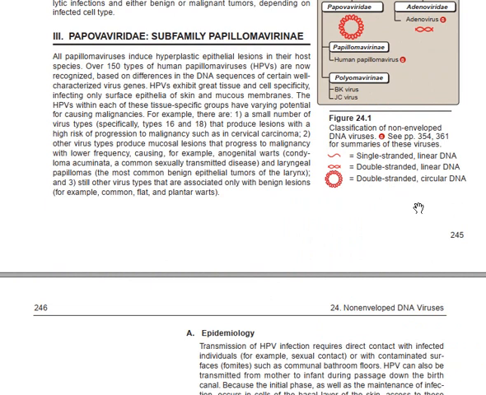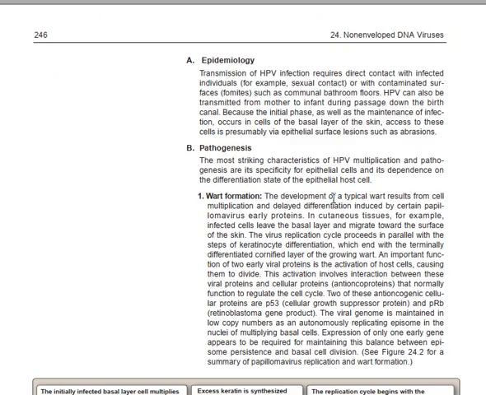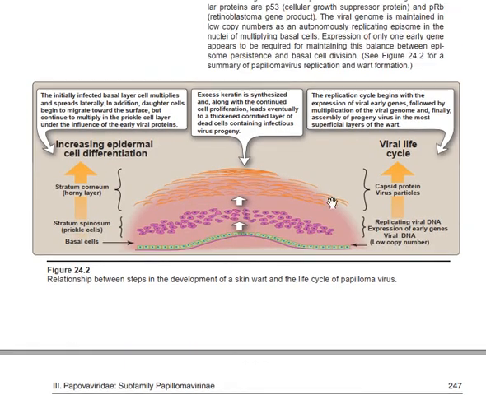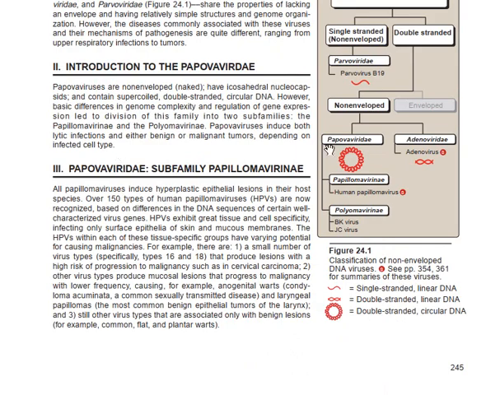Now, this diagram is just to tell you that this is single-stranded and it is red to show it is DNA. This is double-stranded linear DNA, and this is double-stranded circular DNA. Now let's visualize the relationship between the steps in the development of the skin wart and the life cycle of human papilloma virus. You need to know that. These were examples of the different non-enveloped DNA viruses.